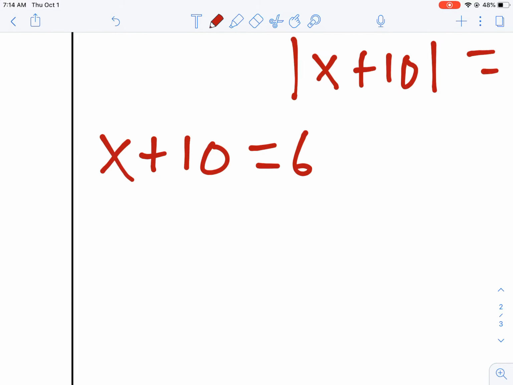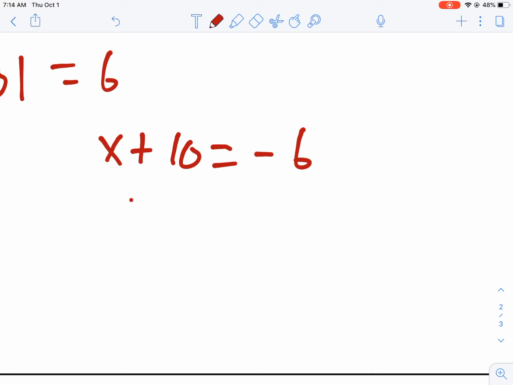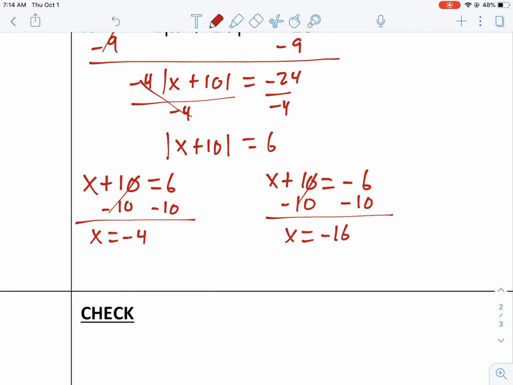So now we can solve this, all right? So now we can subtract 10 on both sides. And so we get x equals -4 as one of our solutions. We can subtract 10 on both sides here. And we get x equals -16. And now we want to check our two answers.